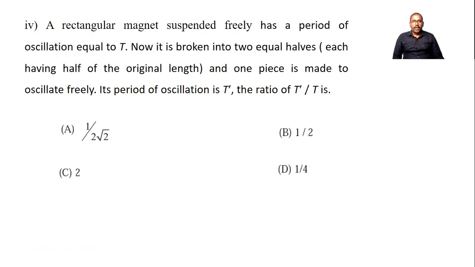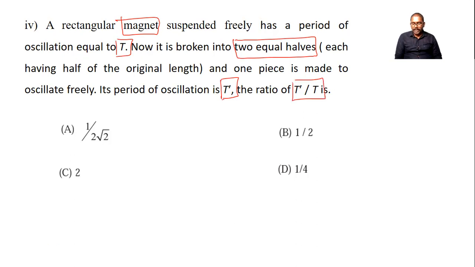Next one. A rectangular magnet suspended freely has a period of oscillation T. So magnet having a period T. Now it is broken into two equal parts or two equal halves, each having half the original length. So length is half of that. One piece is made to oscillate freely. Period of oscillation is T dash. So period of oscillation of the half piece, means one piece, is T dash. Then we have to write a ratio of these.